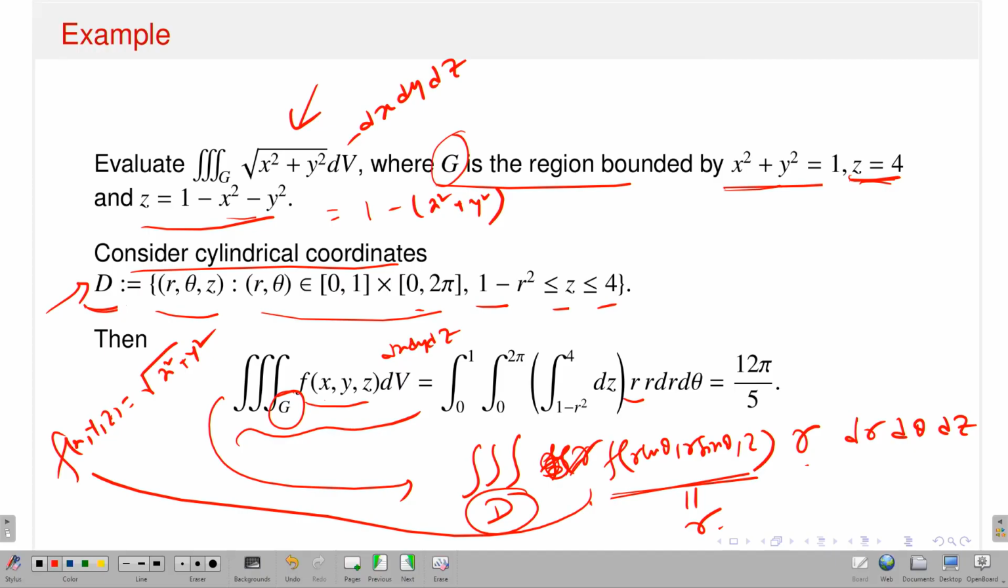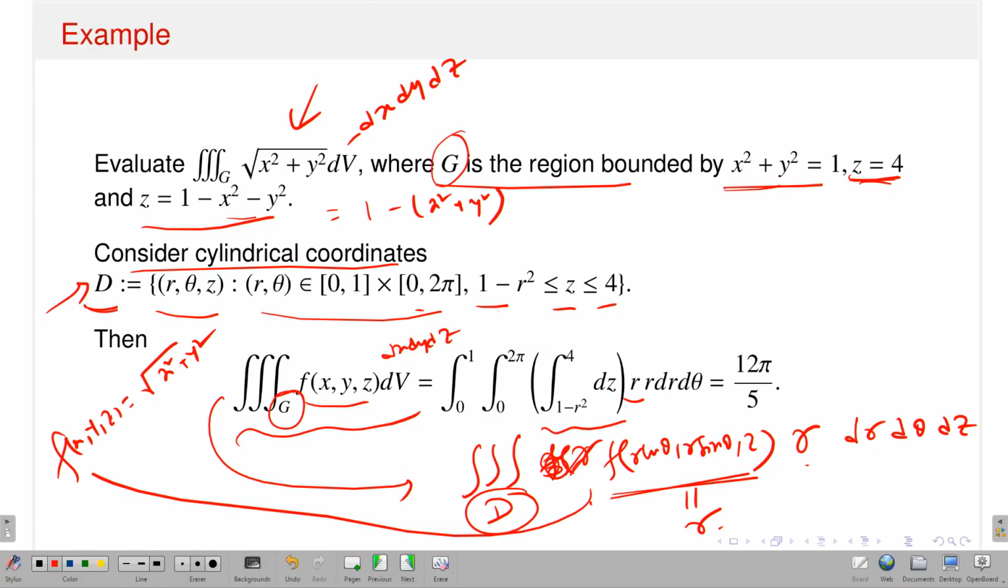But now look at the domain. Now r varies over the closed interval 0 to 1, theta varies from 0 to 2 pi, but z varies depending on r. So z varies from 1 minus r square to 4. That means it is clear that you have to first integrate with respect to the z variable, keeping r and theta constant. That exactly I am doing.